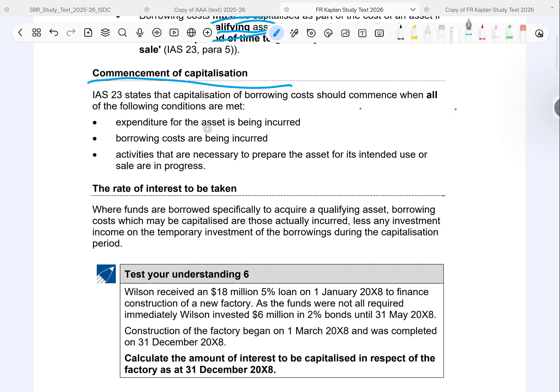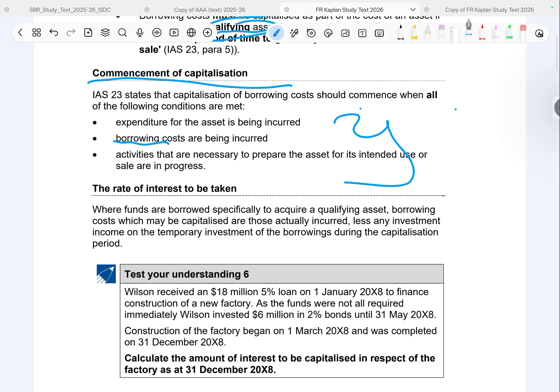First, the expenditure for the asset is being incurred. Second, borrowing costs are being incurred, and activities that are necessary to prepare the asset for its intended use or sale are in progress. So, all three requirements need to be met. That you are actively spending something to build that asset. You are actively paying loan interest. Sometimes you have not yet taken the loan, but yeah, you need to be paying your interest to capitalize that interest also.